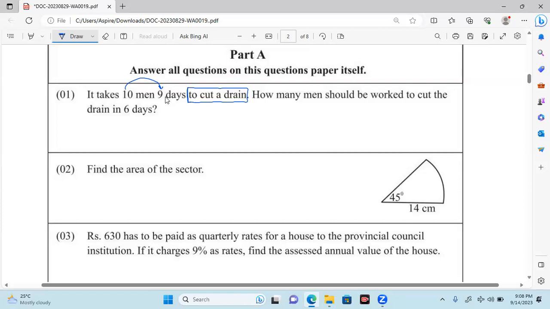It is described as the number of days that is required to complete the particular work by one man. Then how many men should work to cut the drain in 6 days? Next they ask, how many men should work to cut the drain in 6 days?